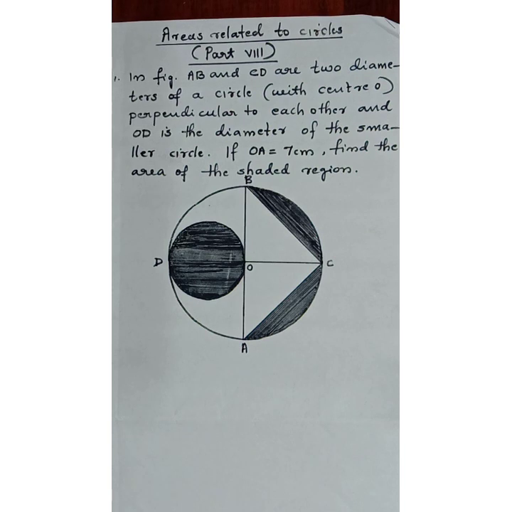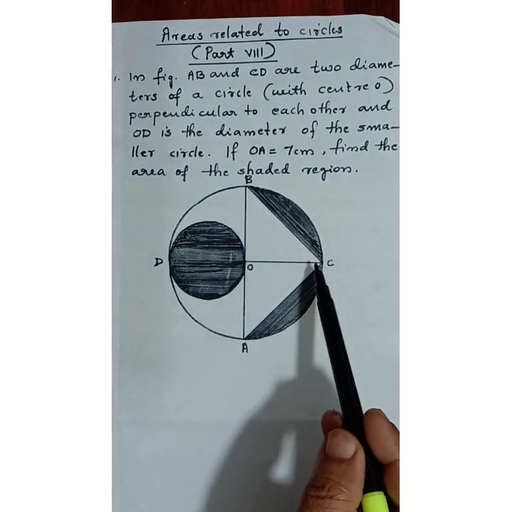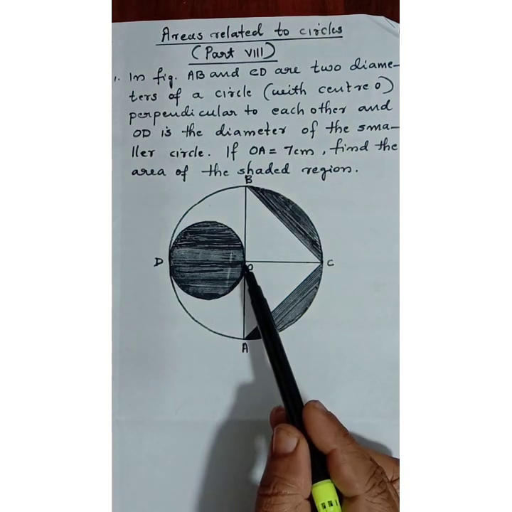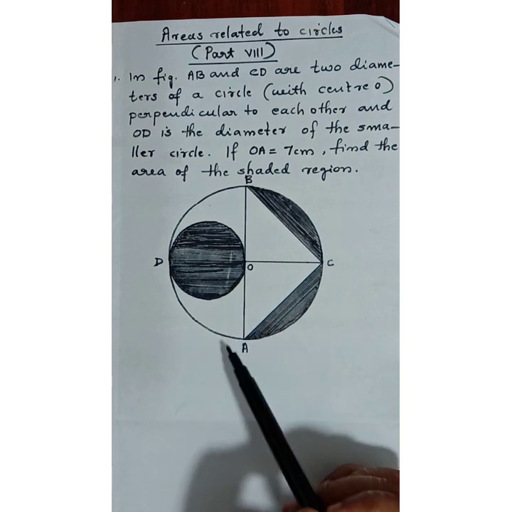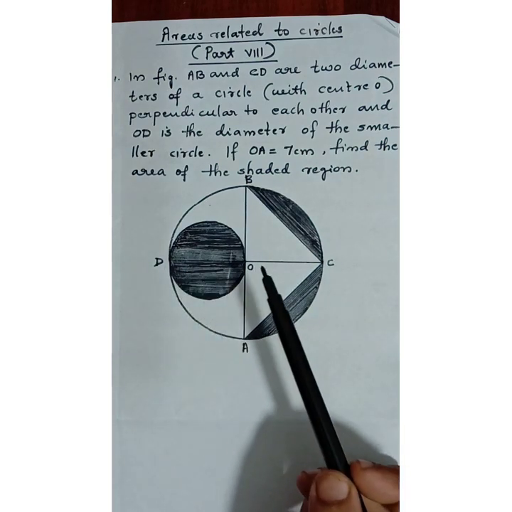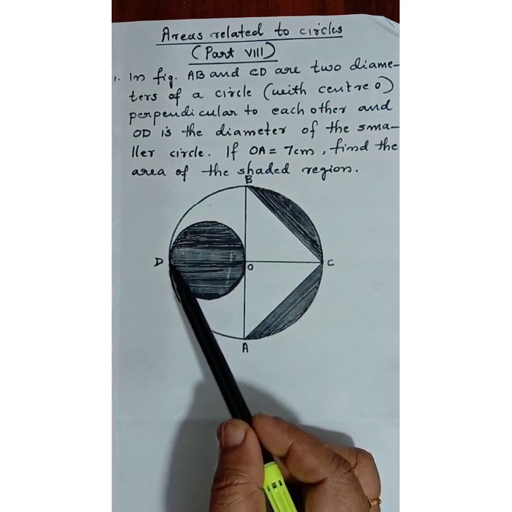In the figure, AB and CD are two diameters of a circle with the center O. We can see where AB and CD are. They are diameters of the circle having center O, perpendicular to each other. Here AB is perpendicular to CD. And OD is the diameter of the smaller circle.